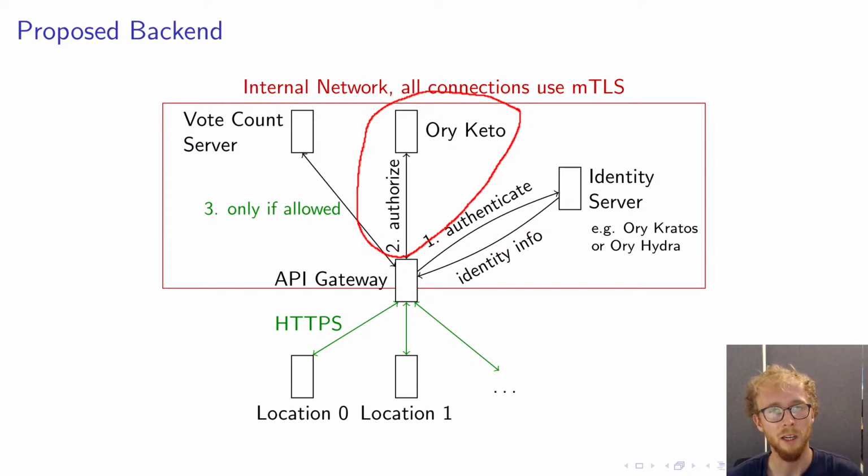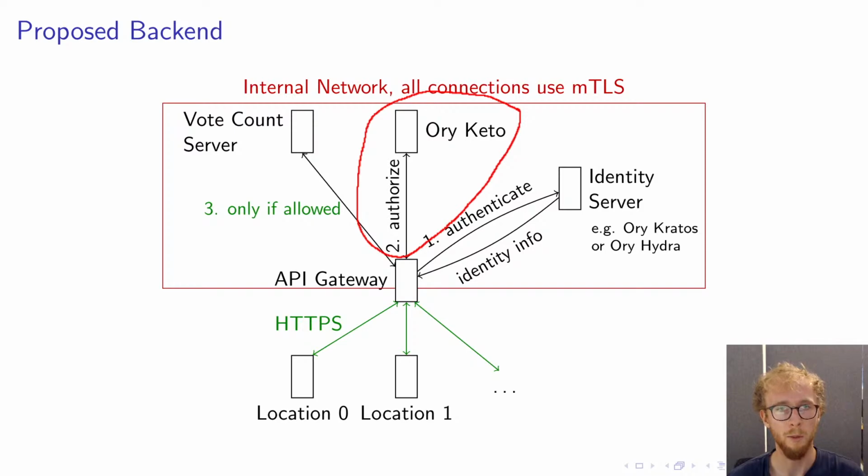So obviously we have all the voting locations, and they connect to our API gateway just through the normal public internet through HTTPS. There could be a VPN in place that just helps in preventing denial of service from the outside, but that's kind of optional. Depends on the use case again.